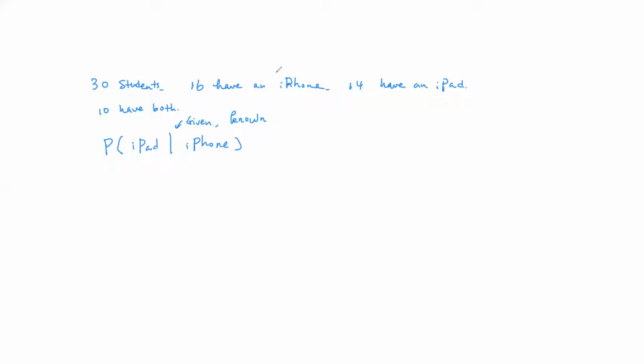Let's analyze the situation. You know this person has an iPhone. That will restrict us in this sample space. So given the new information, we have a new sample space. Instead of 30 students, we have 16 students. And out of these 16 students, 10 have both. That means they have an iPad. So reasonably, the probability would be 10 out of 16, so it would be 5/8.